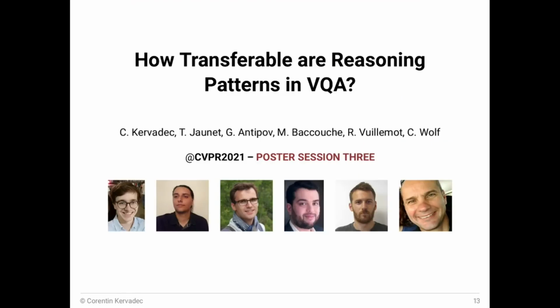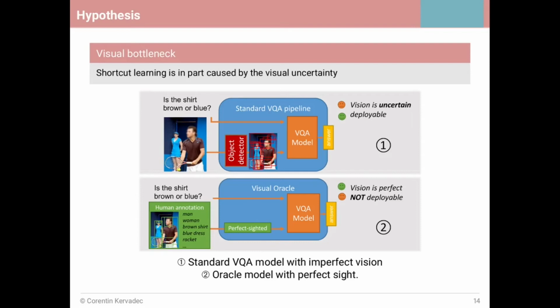This is the subject of our second paper accepted at CVPR 21, where we conduct a deep analysis of several aspects of VQA models linked to reasoning. In particular, we claim that shortcut learning in VQA is in part caused by the uncertainty in the vision part.